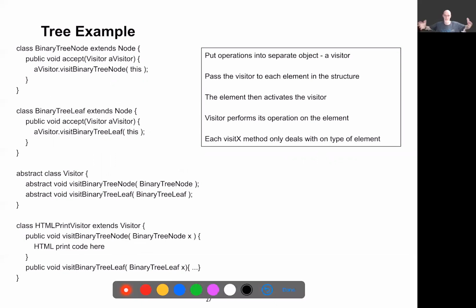So the basic idea is we put operations into a separate visitor. So we have an HTML print visitor, a PDF print visitor. Each visitor basically does one thing, prints the PDF, prints HTML. And in our structure, we have these generic accept methods that accept any visitor.